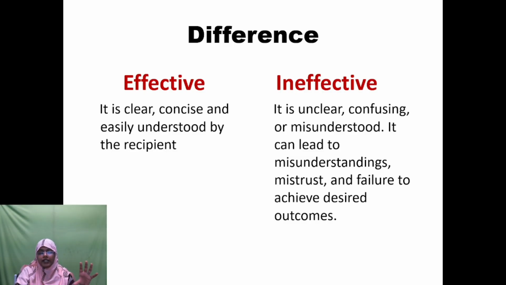Ineffective communication is unclear, confusing, and misunderstood. It can lead to misunderstanding, mistrust, and failure to achieve the desired outcome. What is my desired outcome? My students should understand what I taught. Failure to achieve the desired outcome means the students can't understand. They are in a state of some confusion. So as a teacher, I want to communicate very effectively to my students. Then only can they understand what I am trying to convey.